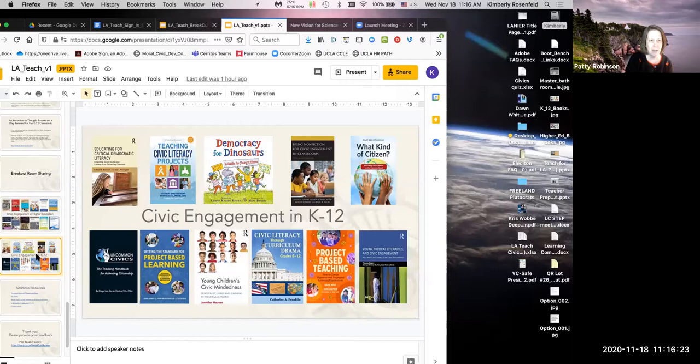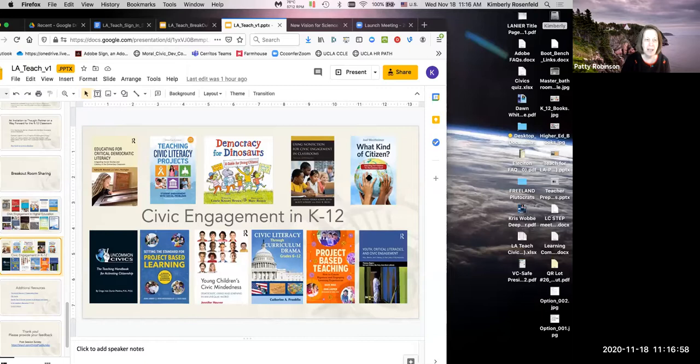There's a lot of books out there. This one, Democracy for Dinosaurs, literally just came out. Again, addressing democracy in the lower grade levels or for younger students, but perfect if you're teaching small kids, first graders, second graders. Over to the far right, What Kind of Citizen? Again, talking about what we can do in K through 12 to have our students think in terms of becoming good citizens.